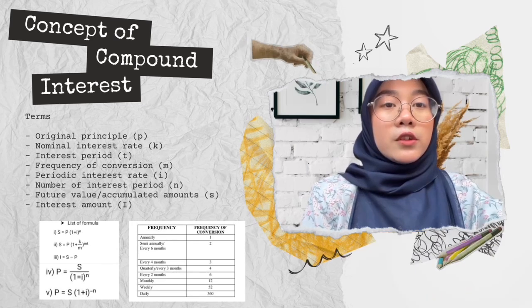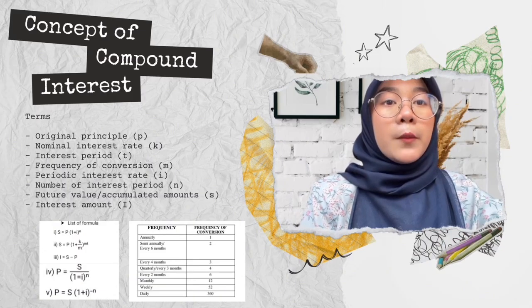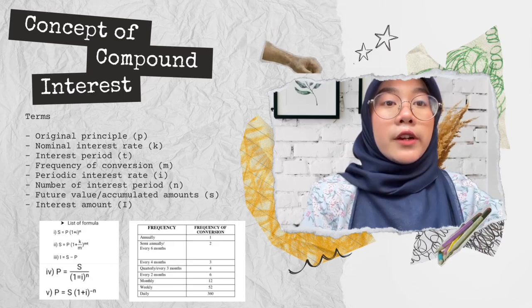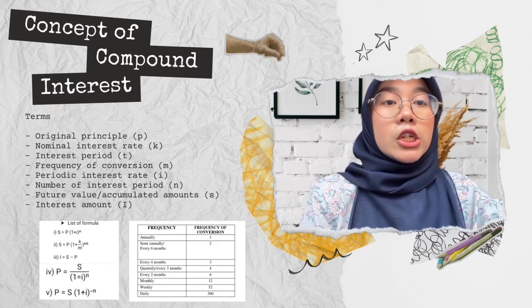Terms and their symbols. Original principal stands for P, nominal interest rate stands for K, interest period stands for T, frequency of conversion stands for M, periodic interest rate stands for i, number of interest periods stands for N, future value or accumulated amount stands for S, and interest amount stands for I.